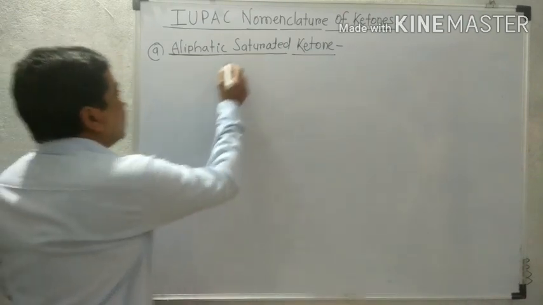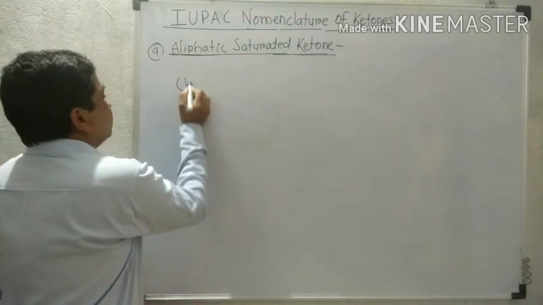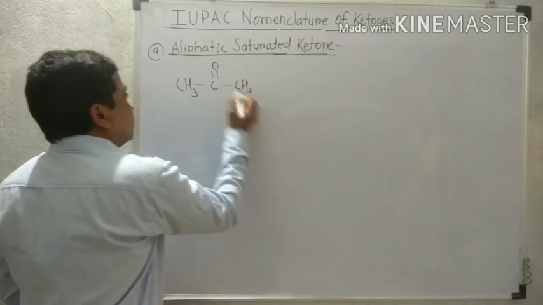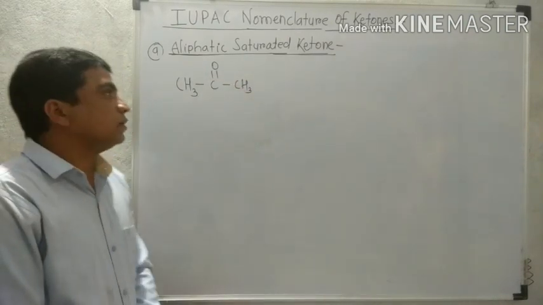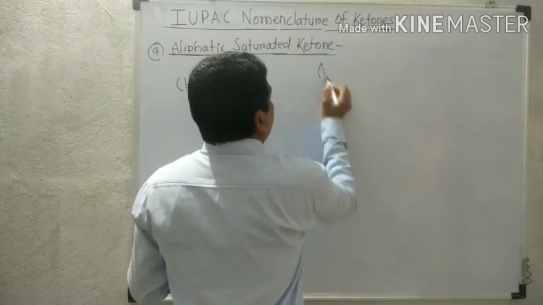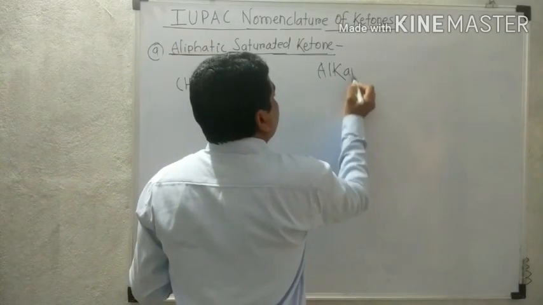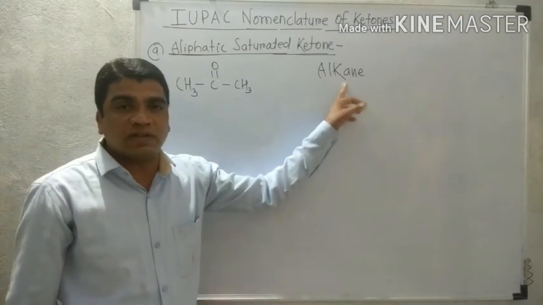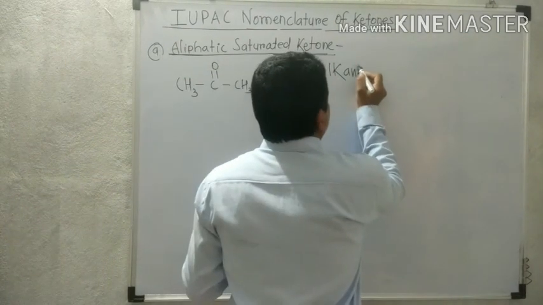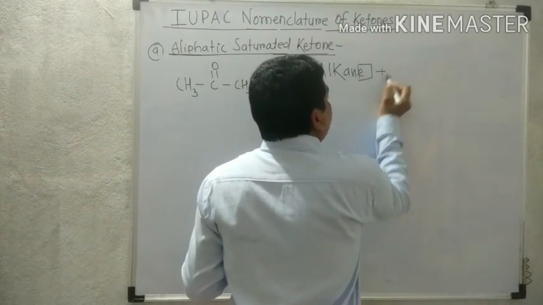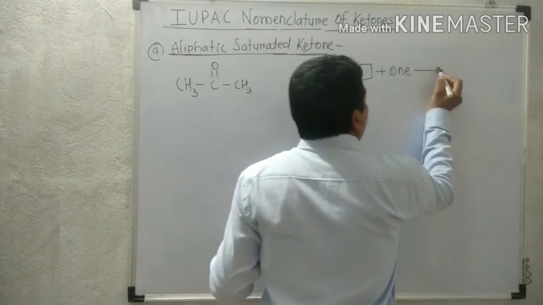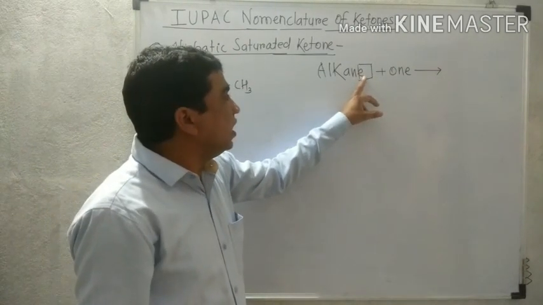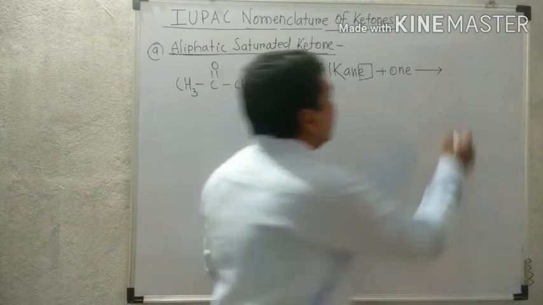So, an example like CH3 C double bond O CH3. For such a type of structure, the rule is that they are derivatives of the corresponding alkane. It means their IUPAC name is obtained from the name of the corresponding alkane by replacing the ending E of the corresponding alkane by adding O and E.